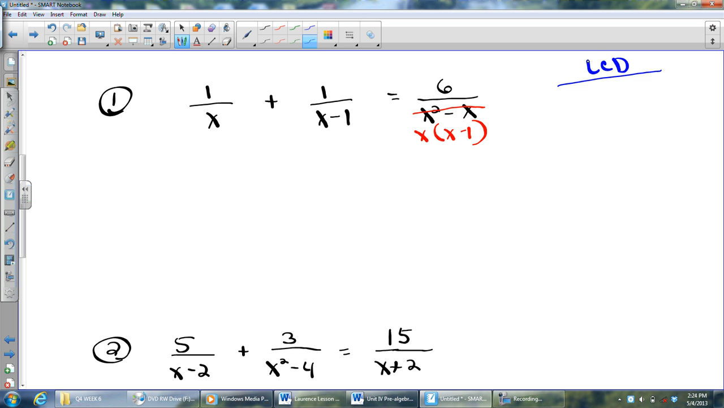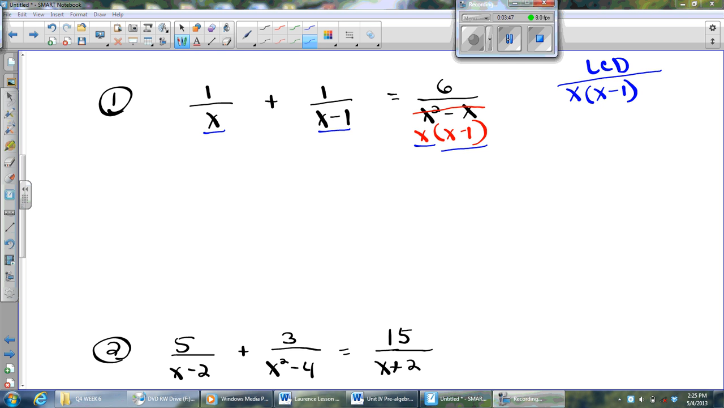I'll bet you Ashley can tell me one number that has to be in my LCD. And I'm hoping she's going to say x. Well, x will cover this one, and it'll cover that one. When it's written over here for the LCD, it can represent itself one time in every denominator. Now, I'll bet you Dylan can tell me x minus 1. Well, that'll represent him and him. Now, are all my denominators represented?